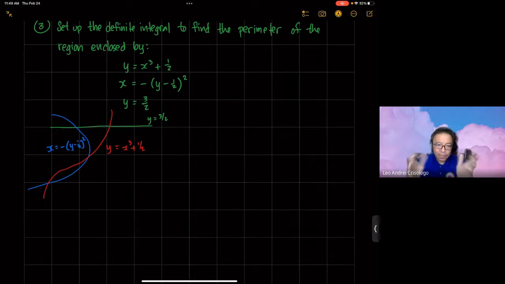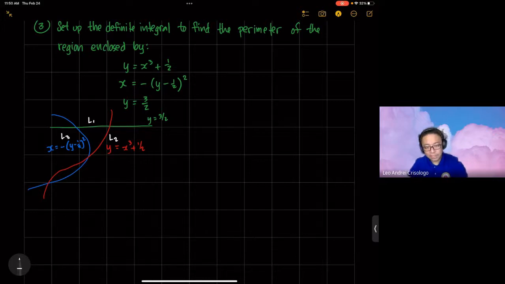So we'll cut it into three parts. Let's call this the first arc length. What did I designate as the second? The red is the second arc length, the blue is the third. So clearly, our perimeter is just L1 plus L2 plus L3. Those are the only bounds of our region.